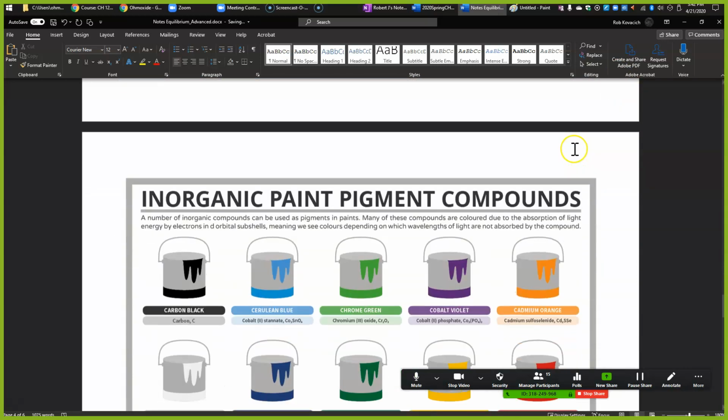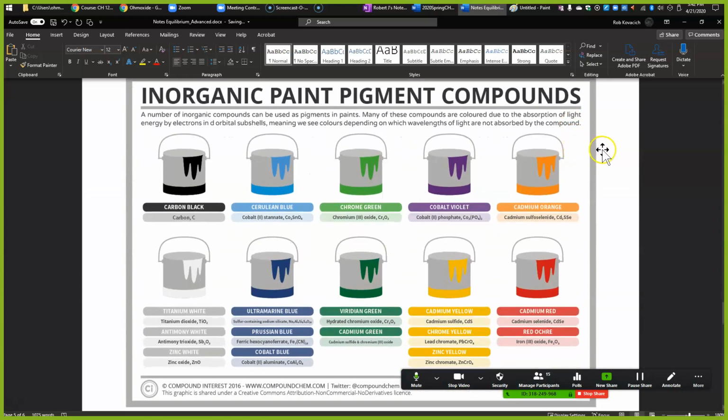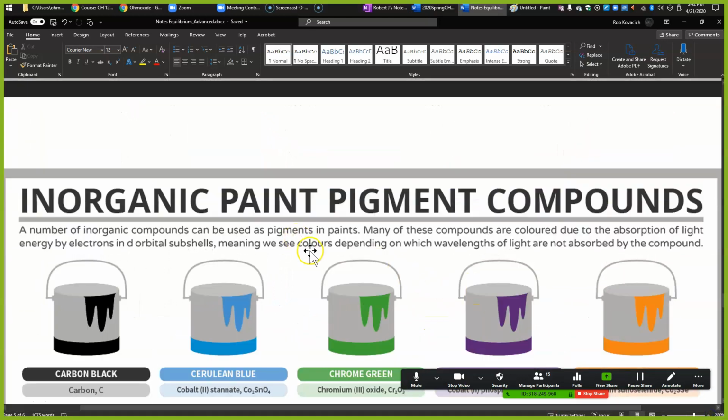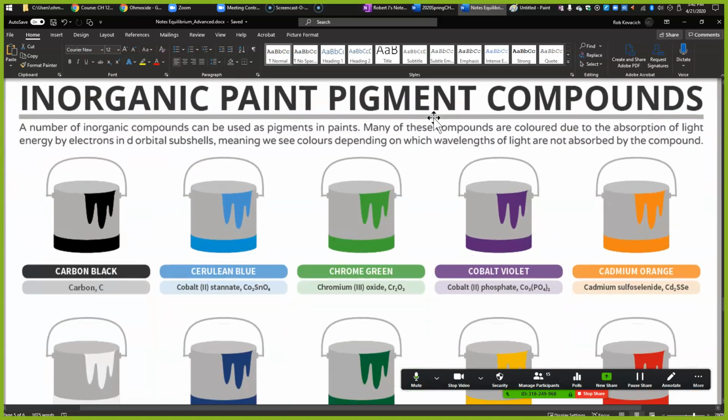Okay, so you can scroll down here, and if you're buying black paint, what is it that they shove in the paint? Carbon. Well, yeah, specifically, what is it? Charcoal, soot, charcoal. Yeah, they're literally grinding up charcoal into a very fine powder and adding it to the paint. That's where the black comes from.